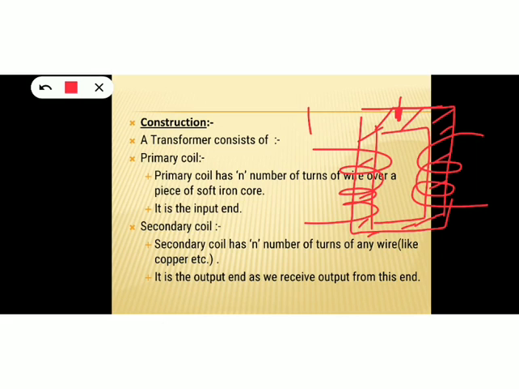So this is the primary coil, and it has n number of turns over a piece of soft iron core, and it is the input end. So the primary coil is the input end of the transformer. And this will be the secondary coil. The secondary coil also has a specific number of turns, and it is the output end of the transformer. We receive output from this end of the transformer.